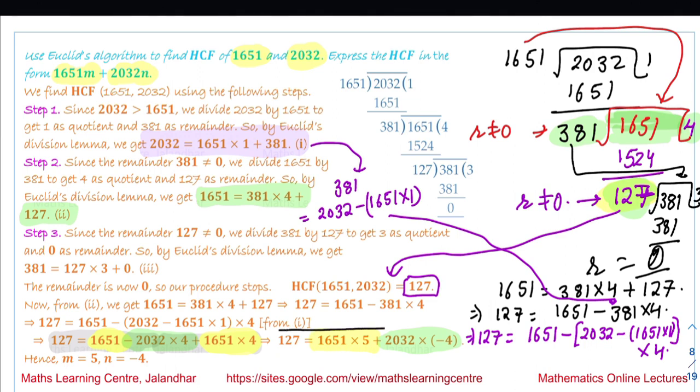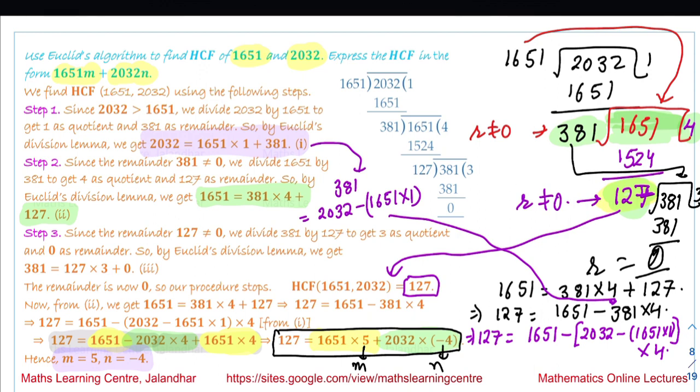We have to write 127 equal to m into 1651 and n into 2032. So the value of n we have is minus 4. This is the answer that we obtain, that m is equal to 5 and n is equal to minus 4.